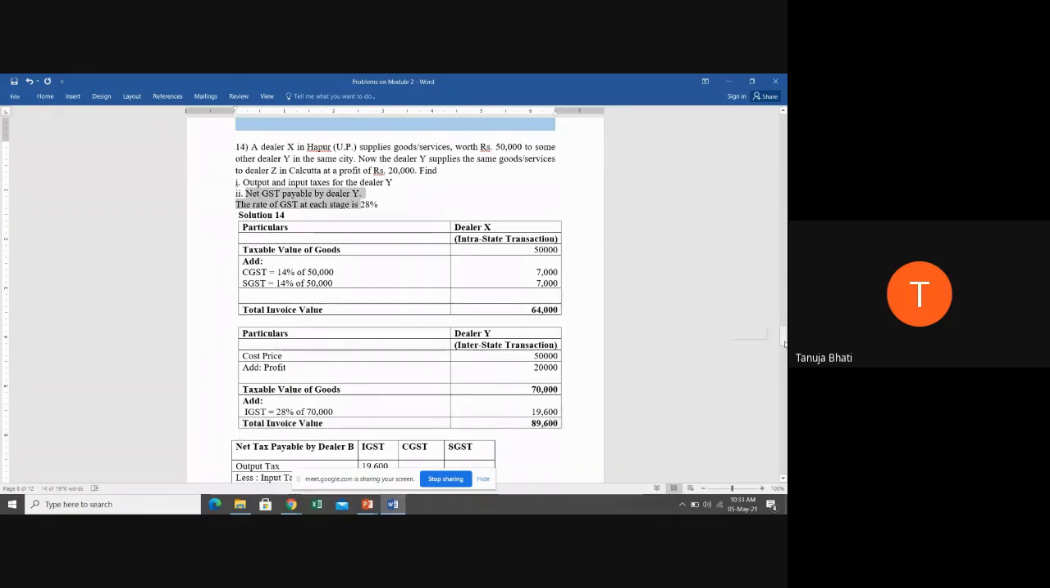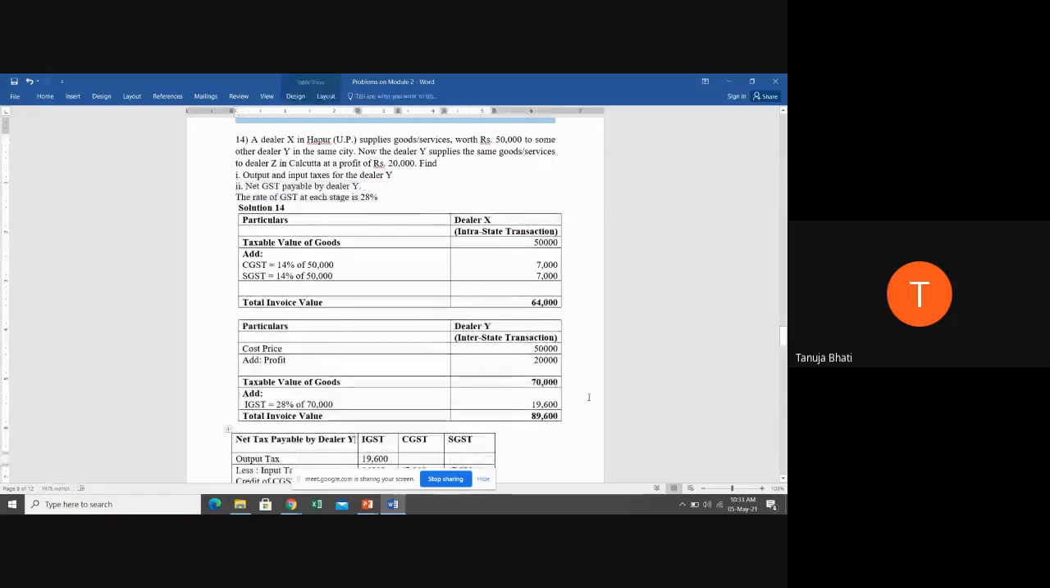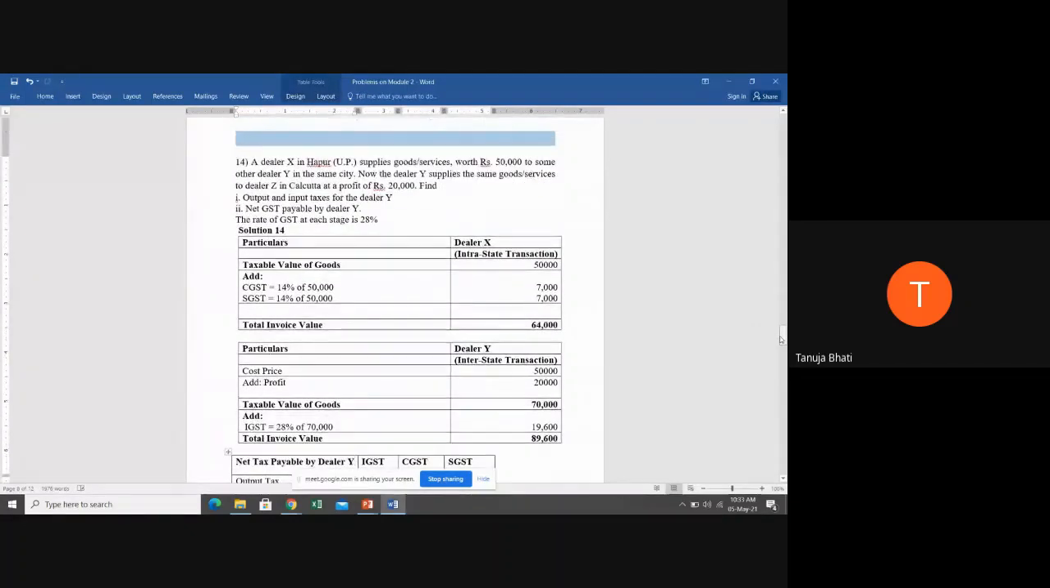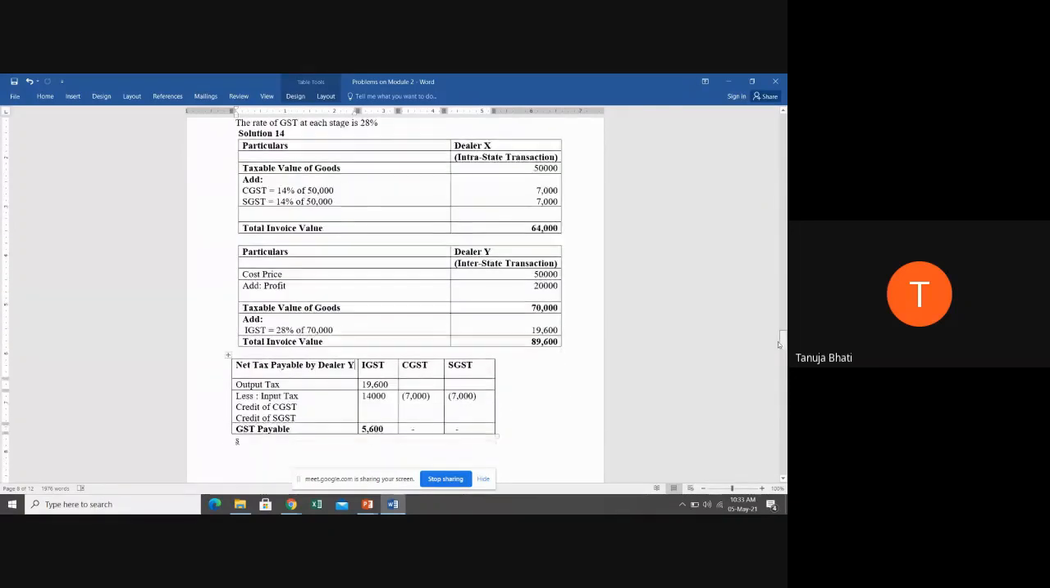So what is the GST payable by dealer Y? Students, how do we calculate the GST payable by a particular dealer? Simple formula: output tax minus input tax. This is the simple formula to arrive at the net GST payable by dealer Y. So let us see the output tax. First we have to separately write the components of GST, because the amount of GST goes separately to different governments, central and state. So IGST, CGST and SGST. Now output tax of dealer Y, the component of tax is IGST.